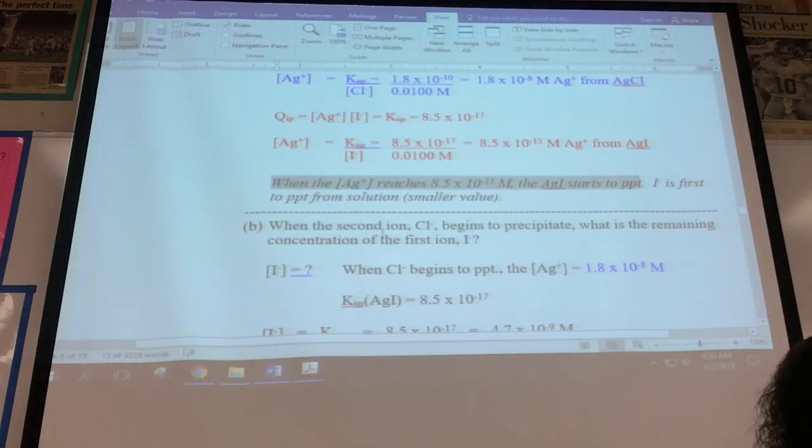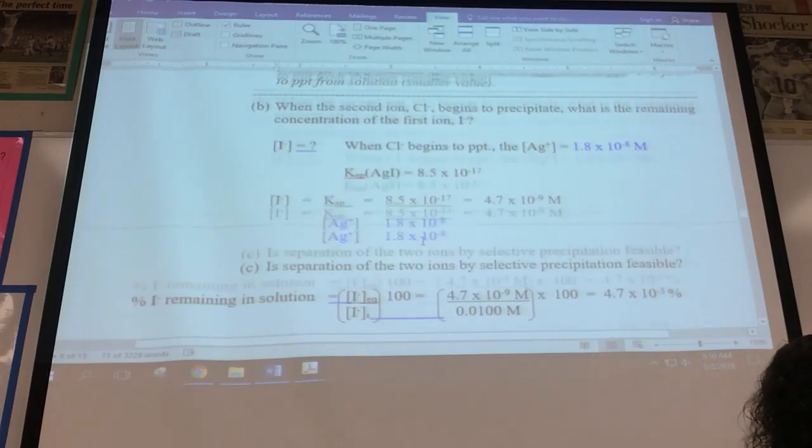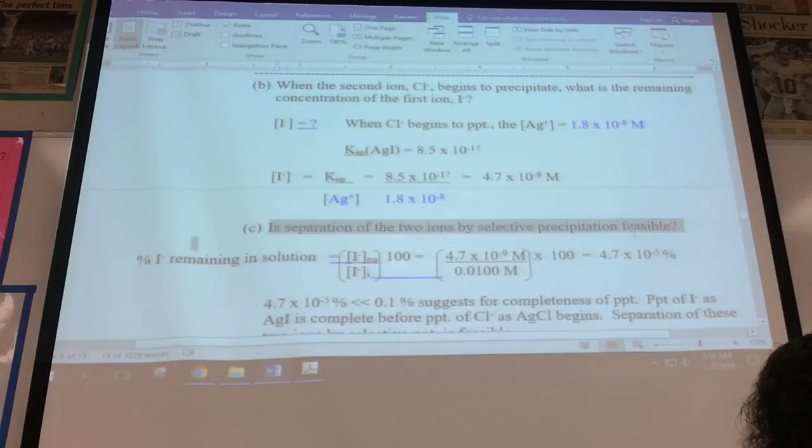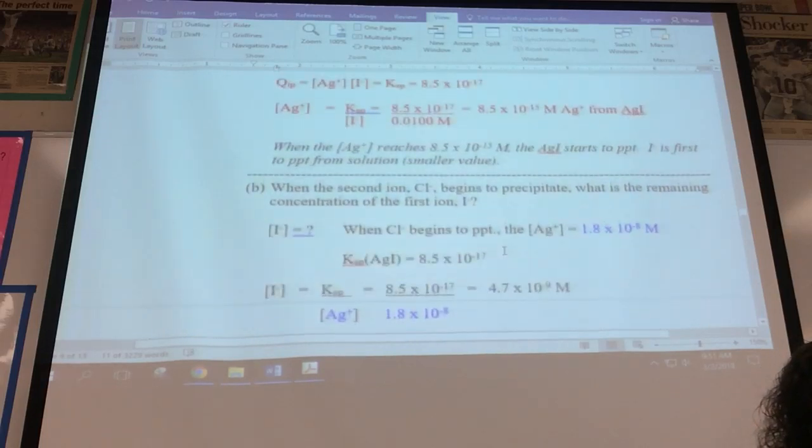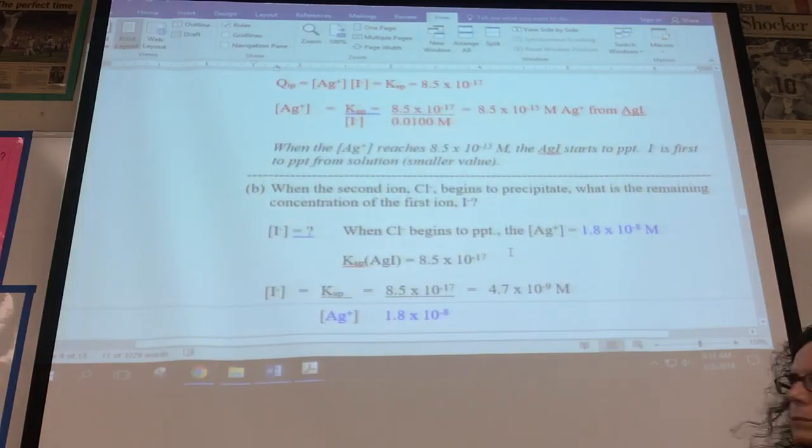You can't calculate the remaining concentration of the first. Don't think they're going to ask you to do this. We'll skip it. They don't ask if the separation is feasible anymore. Just going to skip. I'm going to change my mind on B. I'm going to show you B. I'm not going to ask you B, but you'll have been shown.